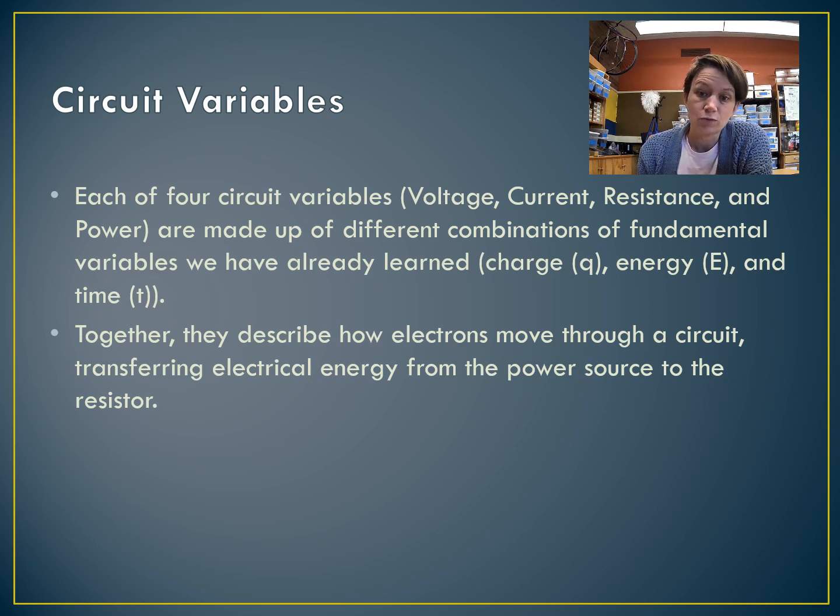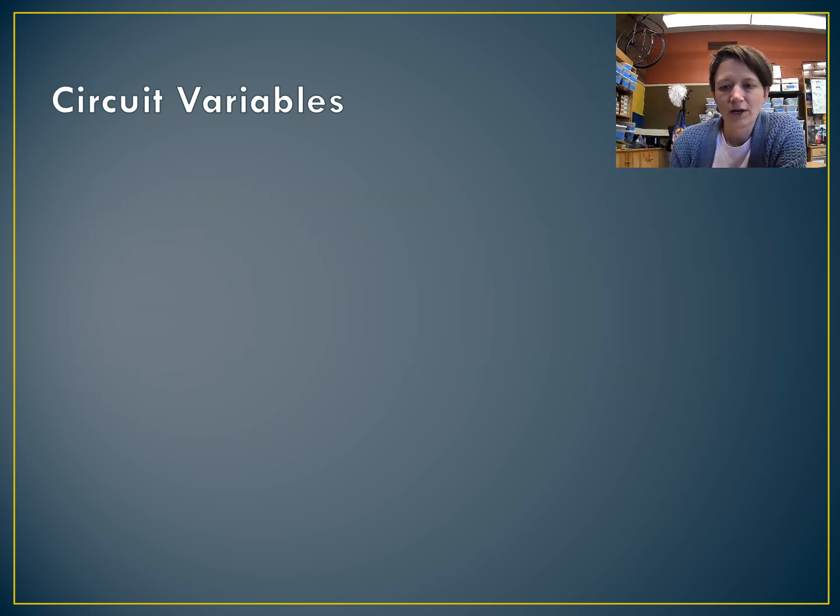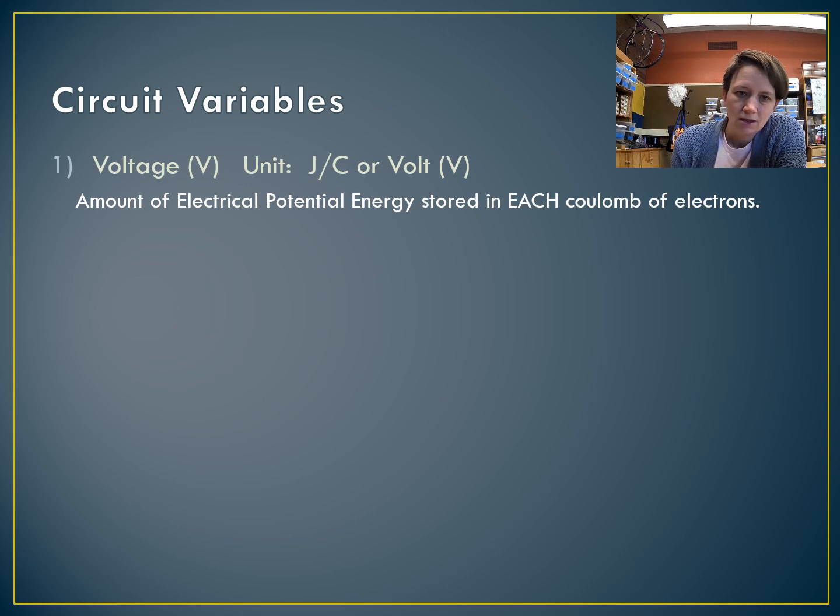Together, these four variables will describe how electrons move through a circuit, transferring electrical energy from the power source to the resistor. So we're going to go through these variables one at a time. The first one is voltage.